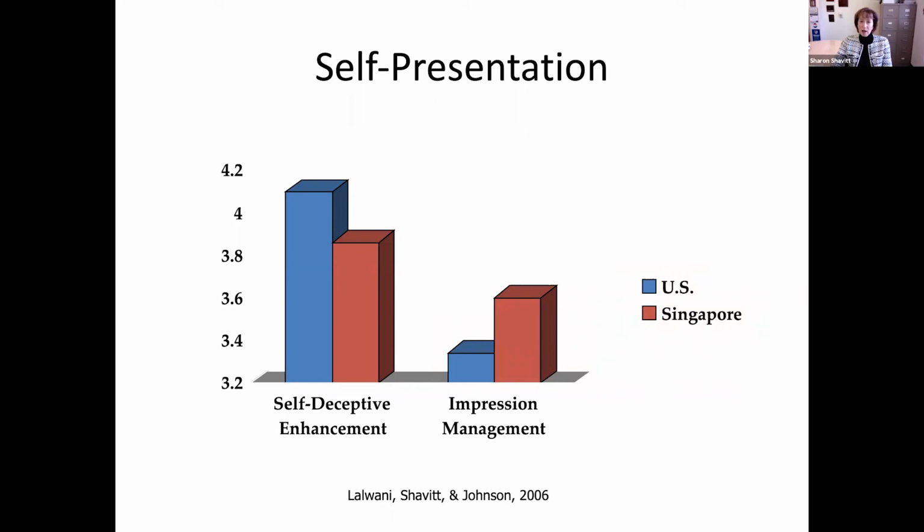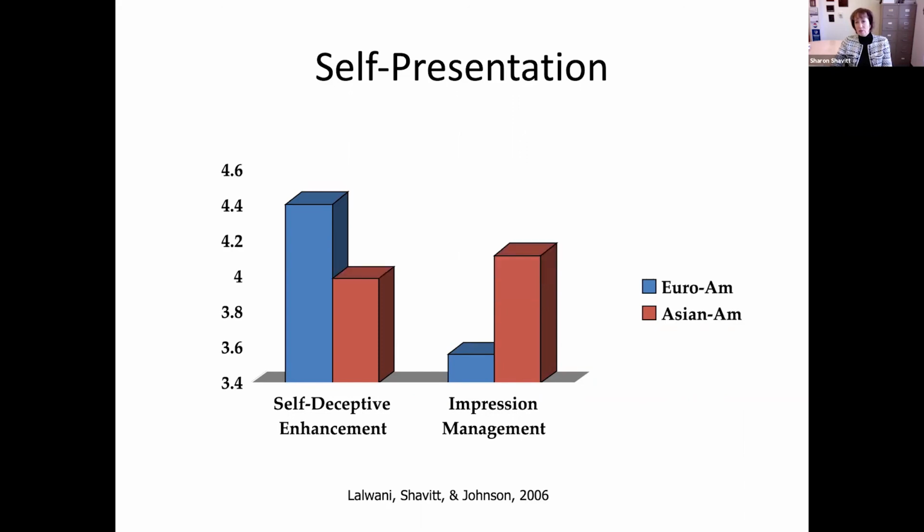Okay. You might think, well, within the US, this difference is not likely to be observed. But we then ran this same study with a group of European Americans and Asian Americans, mostly Korean Americans, here in Illinois. And we found the same kinds of differences. That is, for European Americans, self-deceptive enhancement was more important than for Asian Americans, but vice versa for impression management.